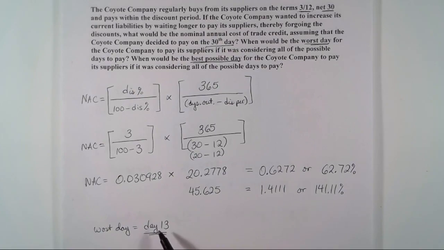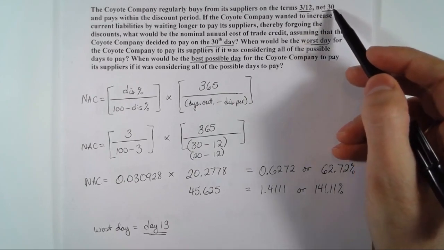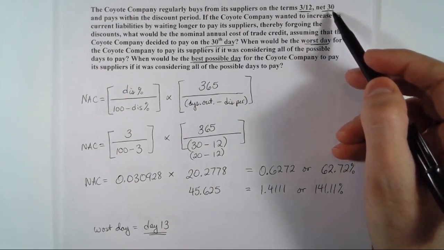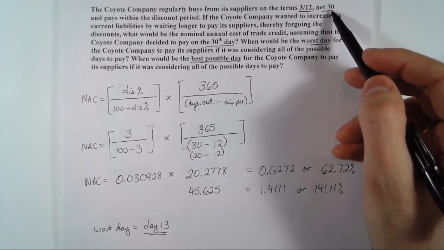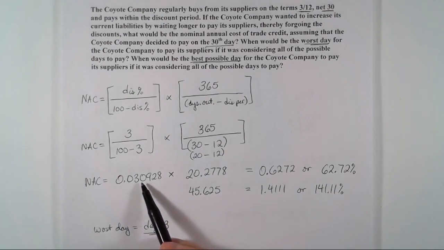Once a company has missed the discount window, what makes the most sense for them to do is wait until the last possible day to pay, because at least in that case, they have gotten the most delay in their payment out of their penalty. In other words, they paid a penalty and they got the most they possibly could for it.